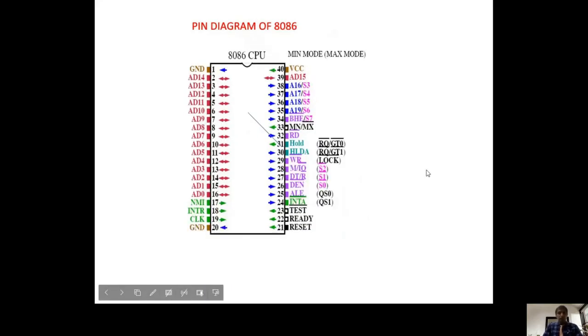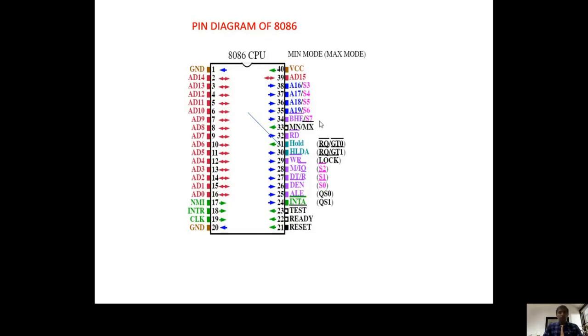This is the pin diagram of 8086. Let us see how many pins are present. Generally, 20 on one side and 20 on the other side. The total number of pins present in the 8086 processor is 40. So see here, there is pin one, and then bottom to top, this is the arrangement: 1 to 20, then 21 to 40.